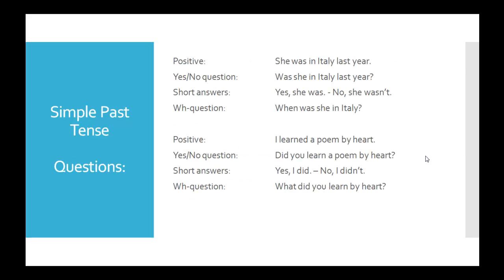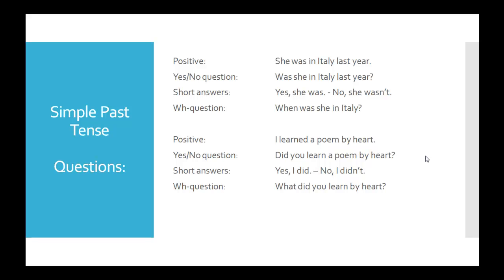How do we make questions in simple past tense? If we have a sentence, she was in Italy last year, you notice that in this sentence, the verb to be is used in past tense. In order to make a yes-no question for the sentence where we have the verb to be in the past tense, we would have to change the places of the verb and the subject. So we would get a question, was she in Italy last year? Possible short answers would be, yes, she was, or no, she wasn't. A WH question for the given sentence would be, when was she in Italy?